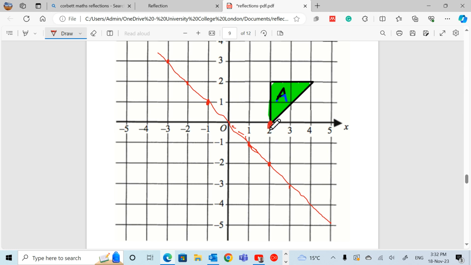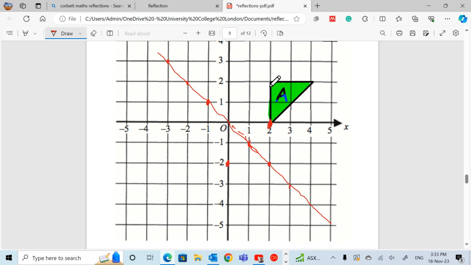There's the mirror line. Again, now we're going to take particular points. Well, here's our first point at 2 and 0, and it's on the x-axis, and it's 1 square away from the mirror line, so it's going to be 1 square away from the mirror line. So here is our new point.